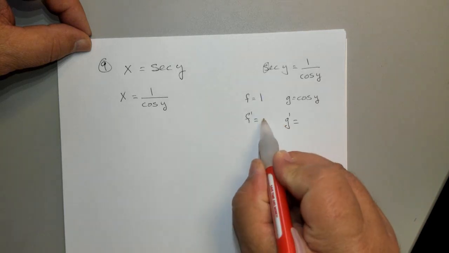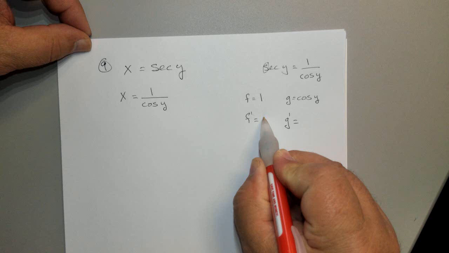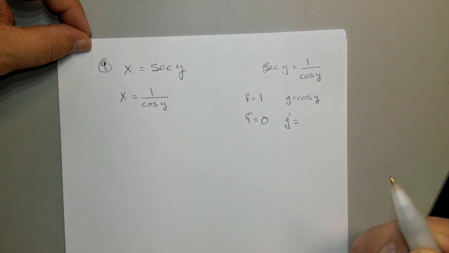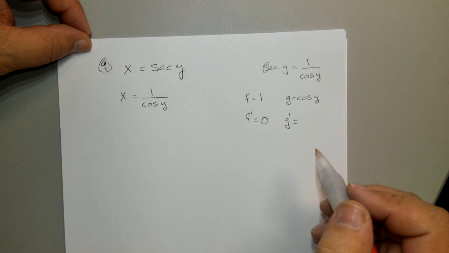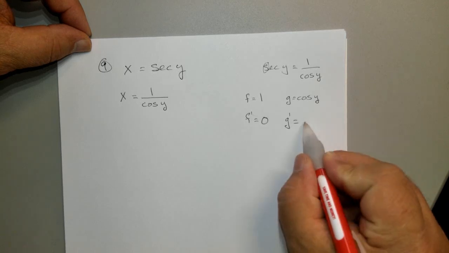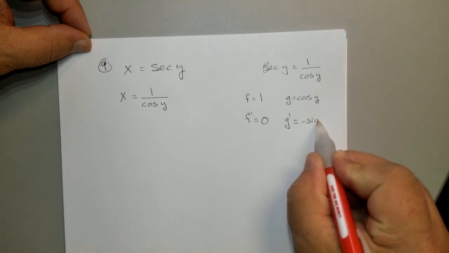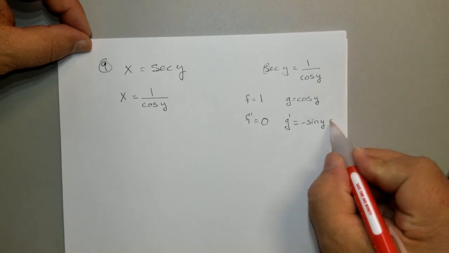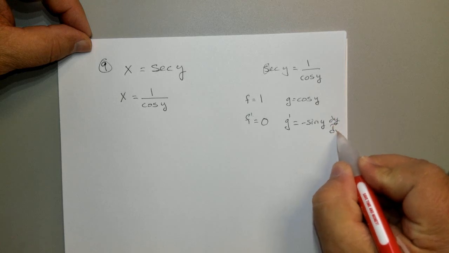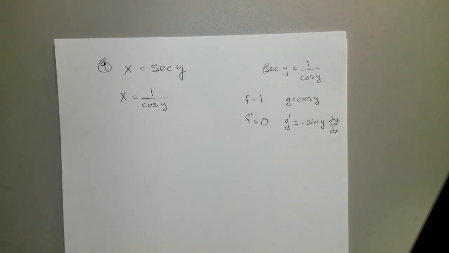What's the derivative of 1? 0. Derivative of cosine y. Negative sine of y. What else?